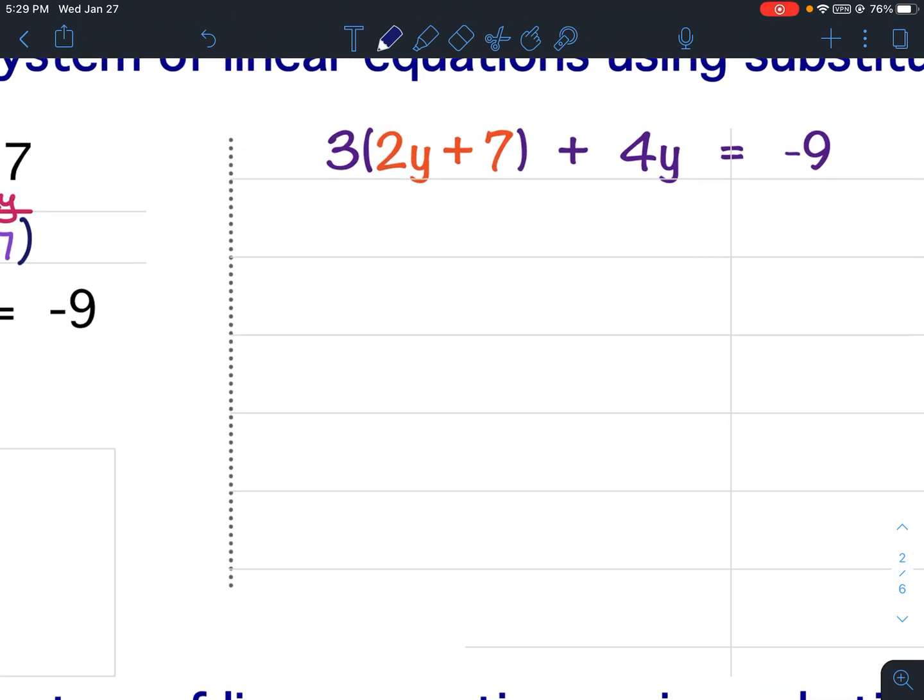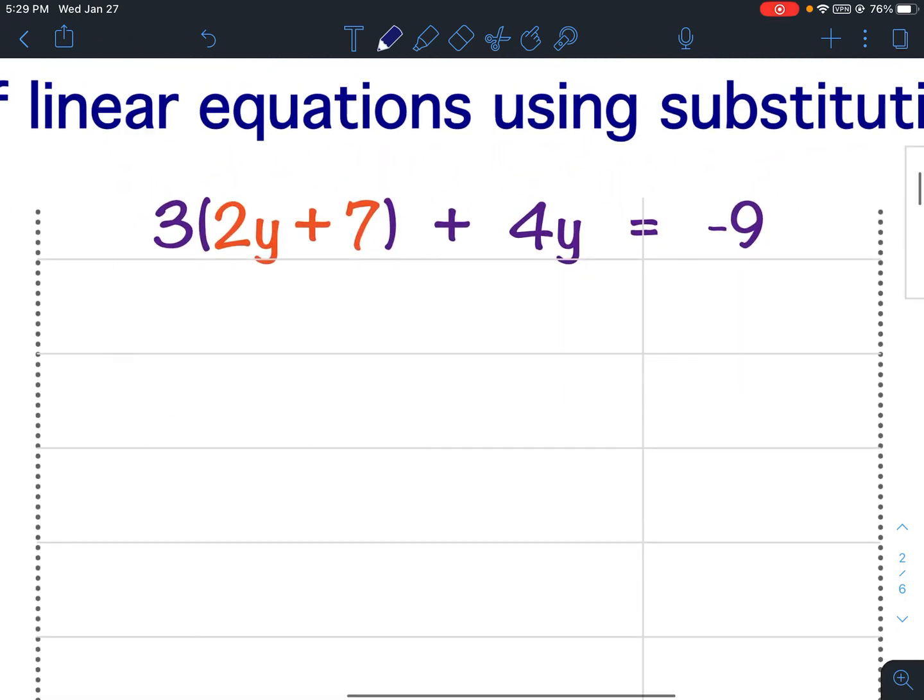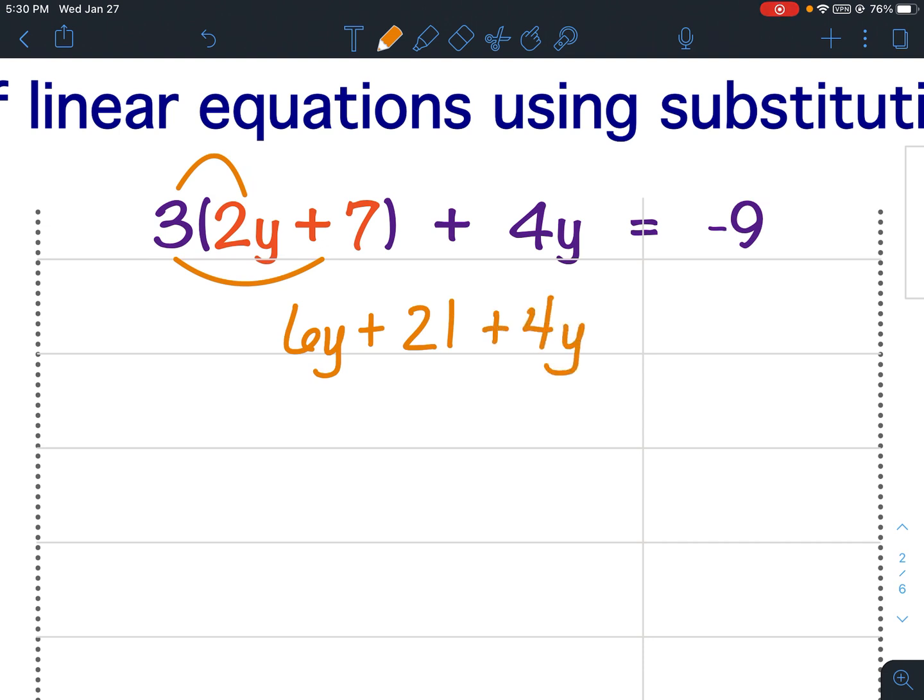All right. Starting with the distributive property. So 3 times 2y would give me 6y. 3 times 7 is 21. Bring down the 4y, keep the equal signs lined up, bring down the negative 9.